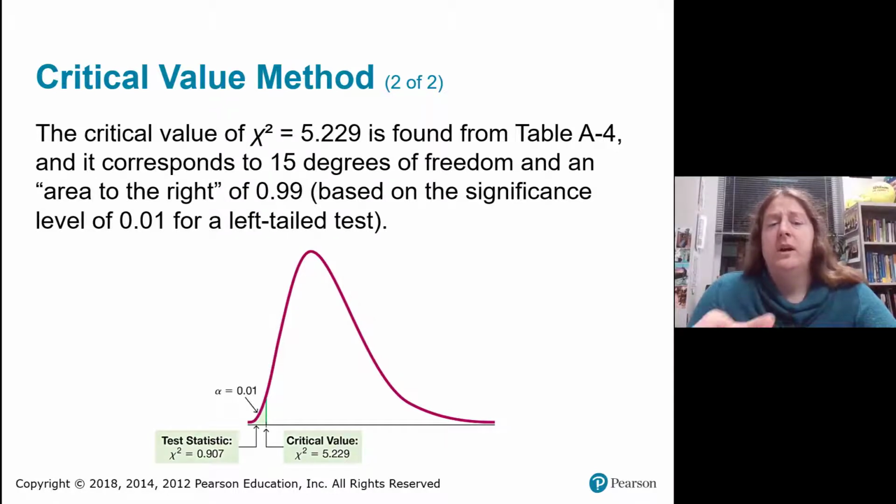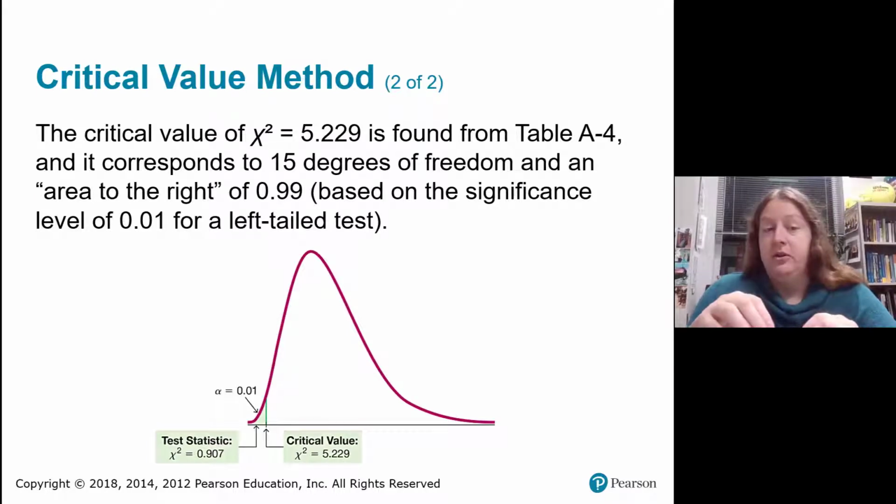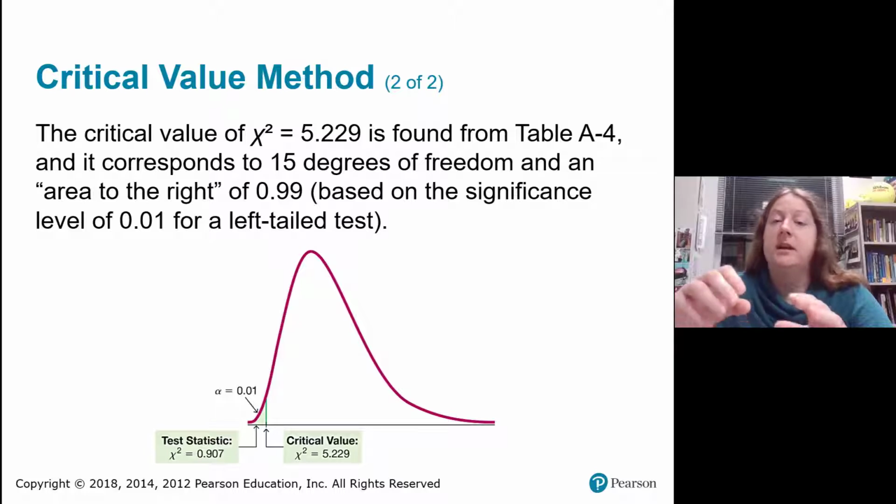So then we go to our table A4. With the critical value method, we're looking for the chi-square value that has 0.01 as the area to the left of it. This is because our alternative hypothesis is that our standard deviation is less than the 7.5 centimeters. So it's a left-tailed test that we're working with.